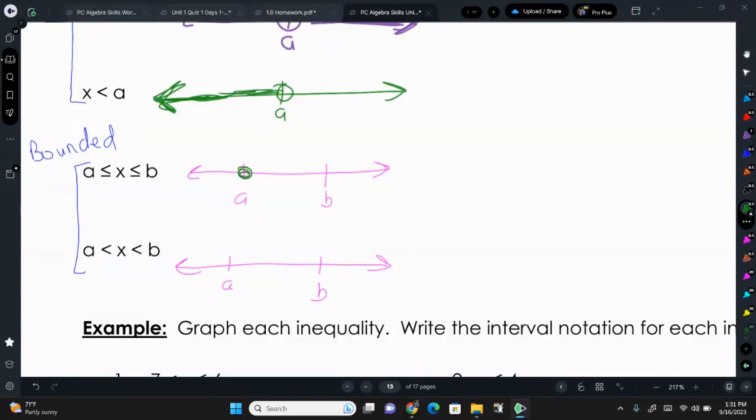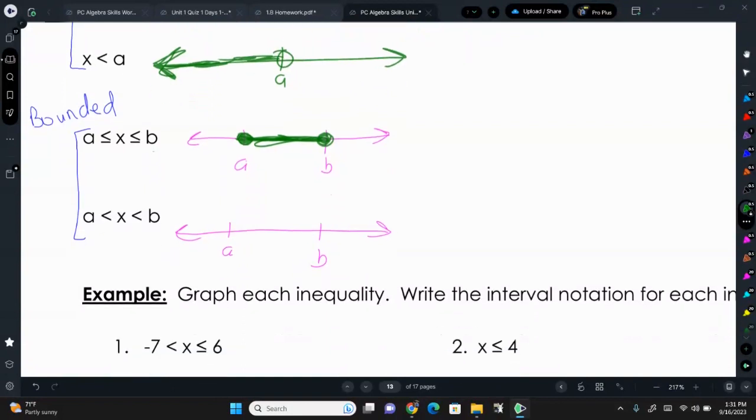So if we start at a with a closed circle, we go this way. But also less than or equal to b. So at b, we have a closed circle and going to the left. So my x value has to be within that a to b range. It has to be in between them. Now this is the same idea, but with open circles. So that's the way you learned how to do it in Algebra 1 and in other math classes.